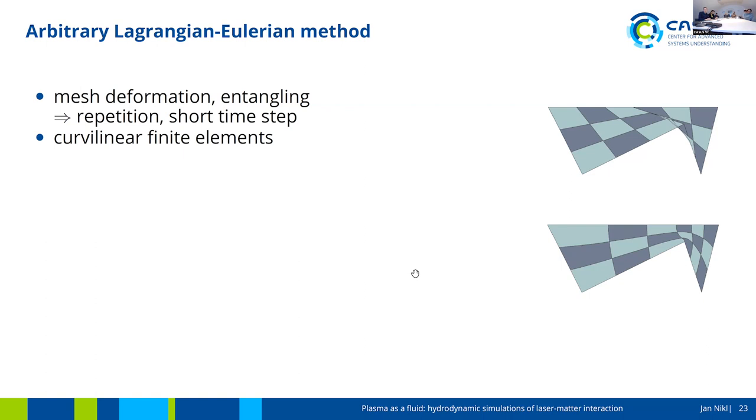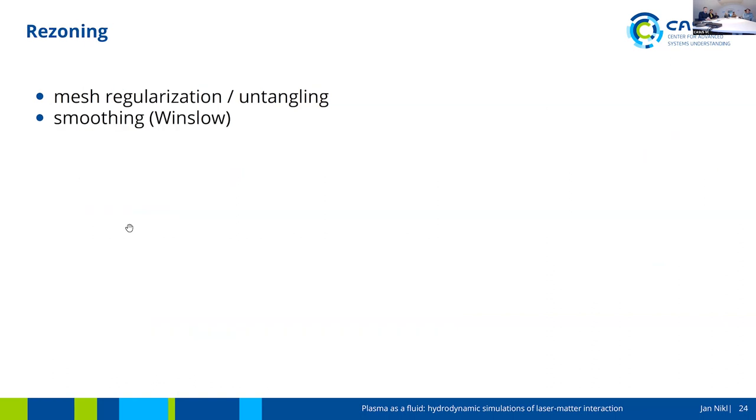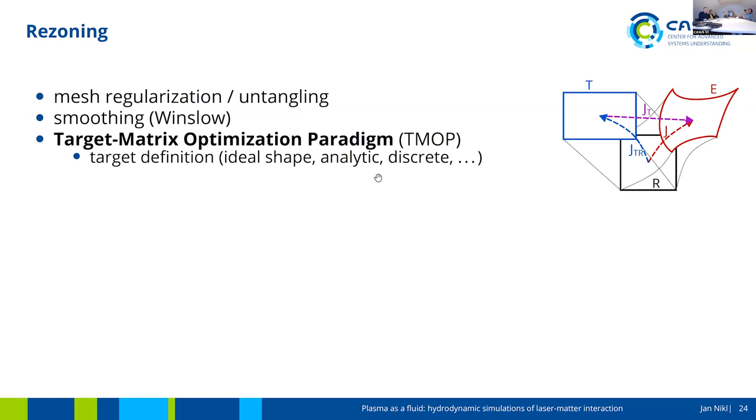evolution. So we need something like the arbitrary Lagrangian-Eulerian method, which means that we perform one or multiple Lagrangian steps, and then we perform rezoning, which somehow regularizes the computational mesh, followed by the step of remapping, where we map the quantities from the old mesh to the new one. The rezoning, again, is about regularization or untangling. The simplest approach is just smoothing the mesh. But that doesn't really help us in the cases of severely distorted meshes, especially high-order curvilinear meshes. So we need something more sophisticated, like the target-matrix optimization paradigm.